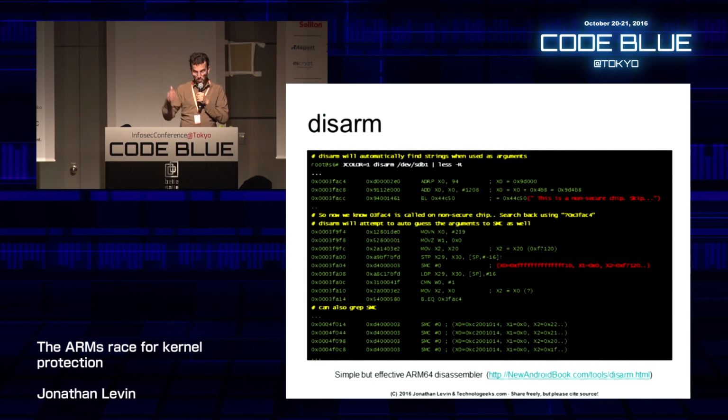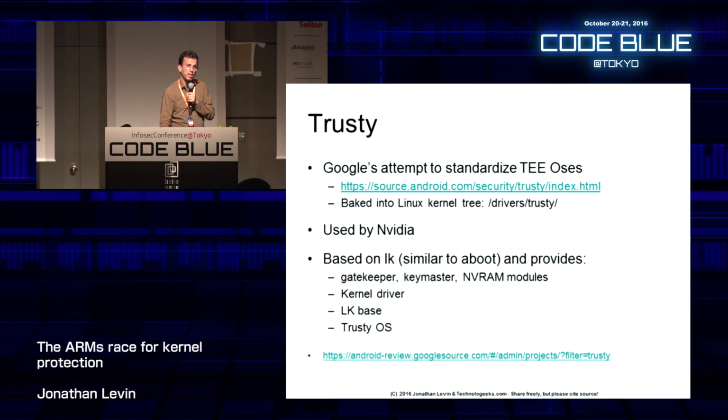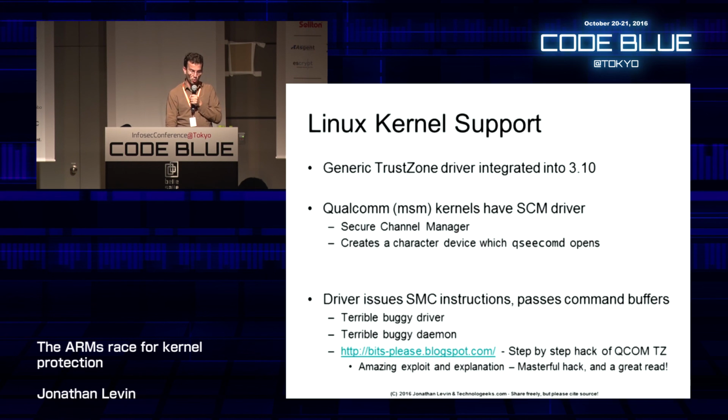The disarm tool is something that's available. There's a link here. Very simple tool, but understands ARM64 assembly very well, and also is able to track the register values in a very simple form of effectively symbolic execution. Google also has an entirely open source operating system called Trusty, which is based off of Little Kernel, a small open source component, not to be confused with the Linux kernel that they use a lot, and this is something that you can download off of this particular link and so forth.